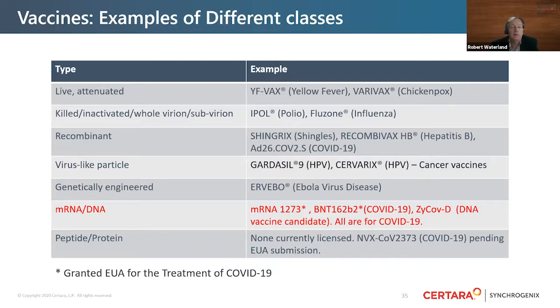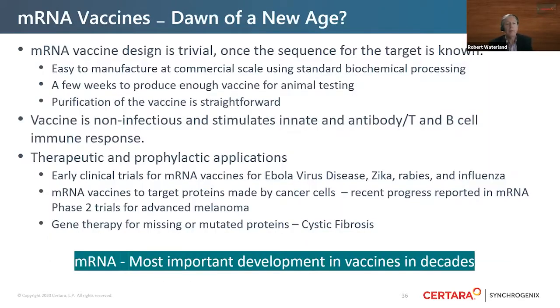So the reason I'm showing this slide is that you can see there the COVID pandemic and the response to it has generated an enormous change in the range of technologies that are available for designing vaccines. So next slide, please. So we got to talk about messenger RNA vaccines. Is it the dawn of a new age? There's certainly a lot behind them. Why are they exciting? They're exciting for a number of reasons. First of all, the vaccine design is trivial.